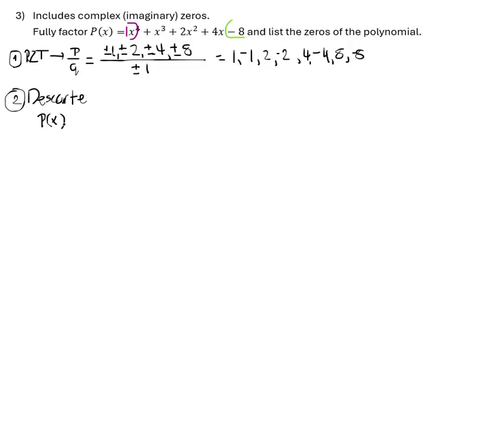So if we look at our p of x and the signs of each term, we have a positive, a positive, a positive, a positive, and a negative. If we look at that, positive to positive, to positive, to positive, to negative, we have just one sign change going from positive to negative. So we will only be looking for one positive real solution.